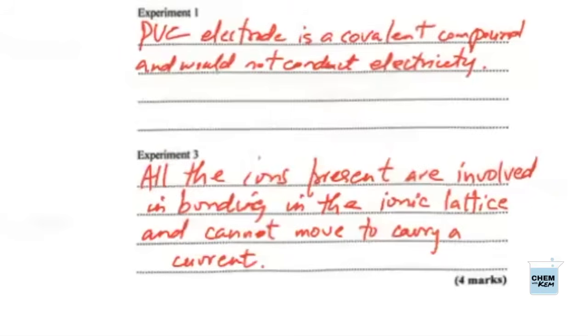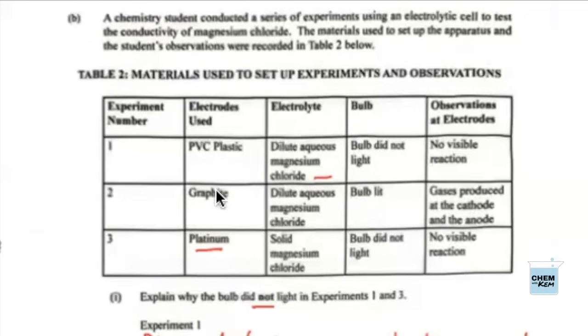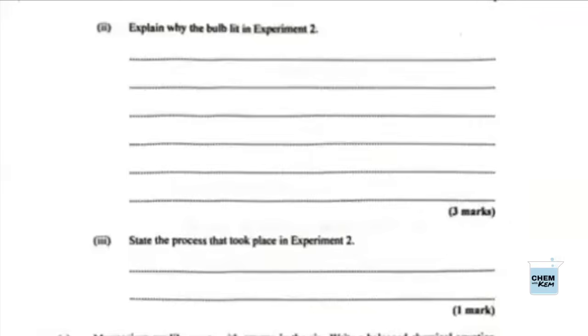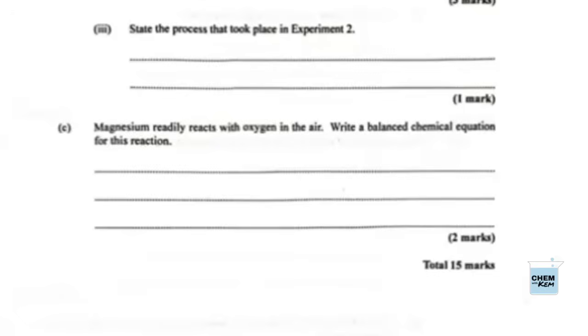So in part 2, we're to explain why the bulb lit in experiment 2. So let us look at experiment 2, where the electrode used being graphite, with dilute aqueous magnesium chloride as the electrolyte. So let's go over and write our answers. All right, so we're going to say graphite as an electrode has mobile electrons that can carry current, and the ions in aqueous magnesium chloride are free to move in the aqueous state and carry a current. And then we're to state the process that took place in experiment 2. That's the one where the bulb lit. The name of the process is electrolysis.